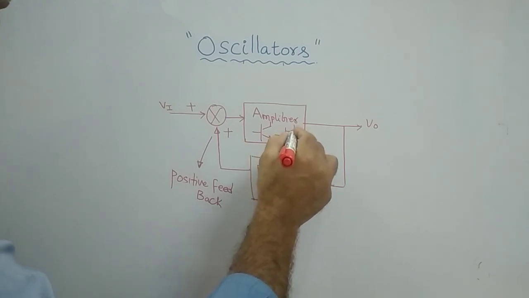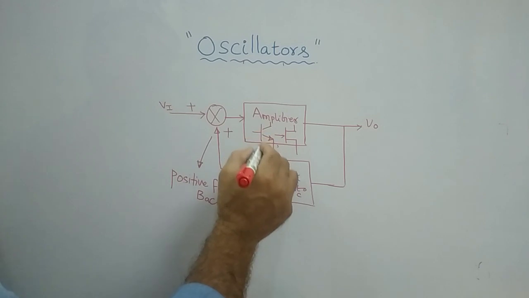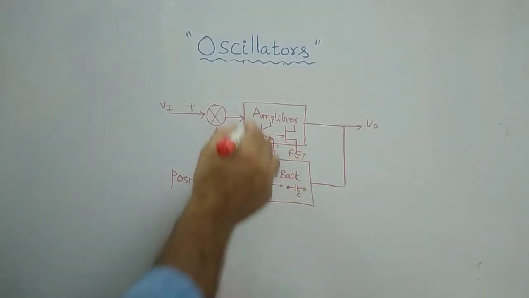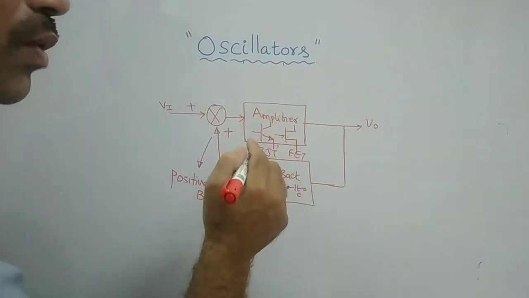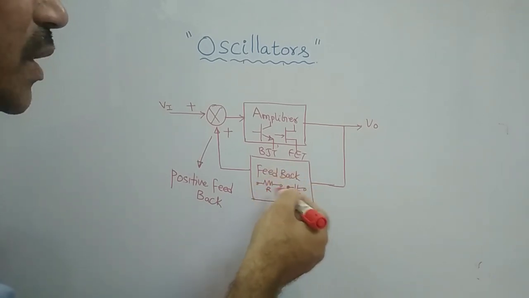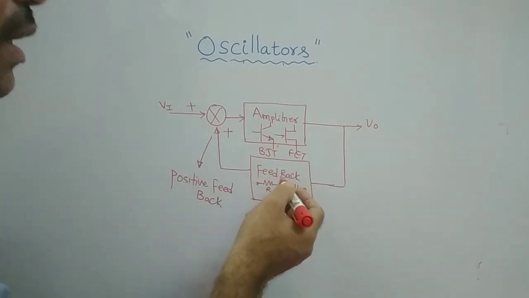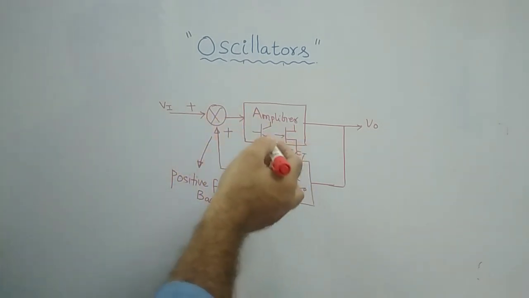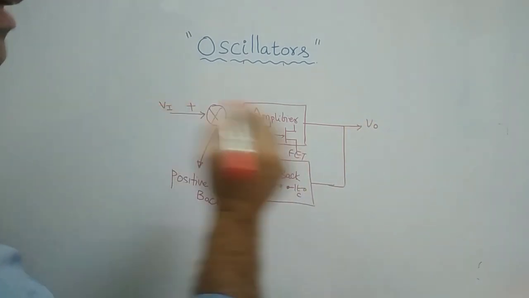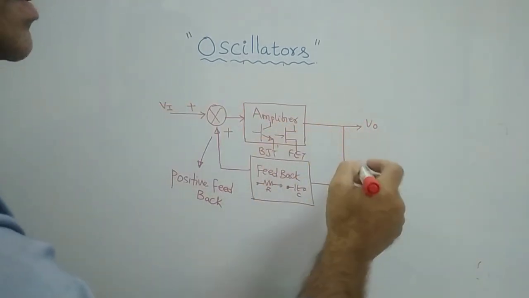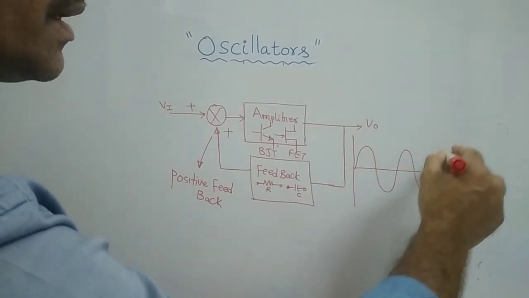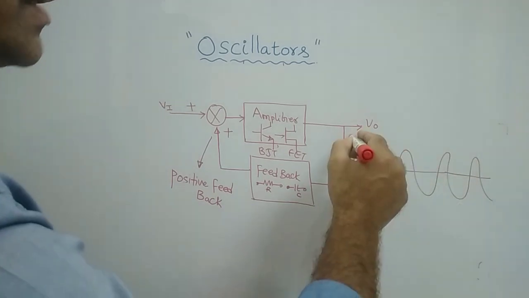Okay, FET. You can use either a transistor, BJT, or a FET for amplification, and for the feedback you will obviously use resistances and capacitances. In both cases the output is the same: in an RC phase shift oscillator, you will definitely get a sinusoidal output.